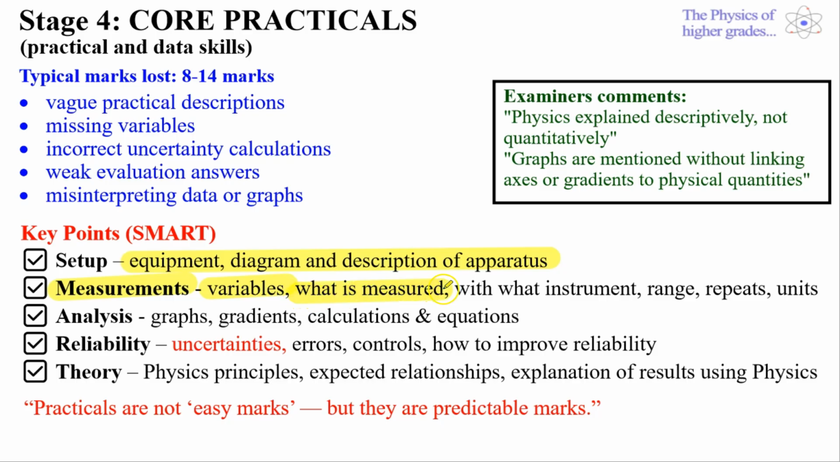What is measured? That's normally mentioned, but students nearly always forget with what instrument. So we measure the length with a ruler. We measure the diameter with a micrometer. That's really important. Very often students will just say, take some measurements. They won't say, what is the range or the increment? They often forget the really obvious thing to just say, repeat and find the average, and they usually don't mention the units as well.